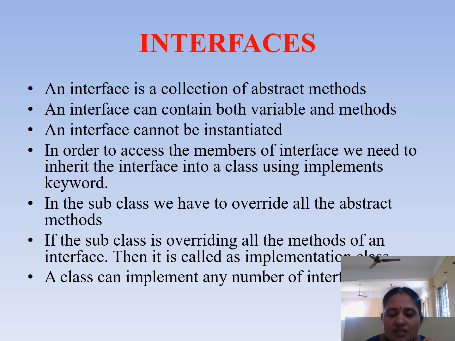In the subclass, we have to override all the abstract methods. So overriding is possible in interfaces, and if the subclass overrides all the methods of an interface, then it is called the implementation of the interface by the class. A class can implement any number of interfaces.